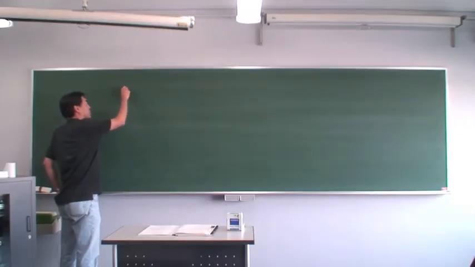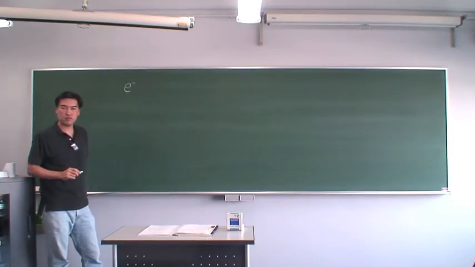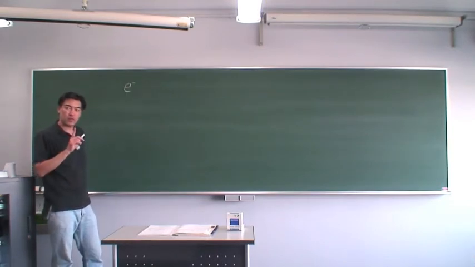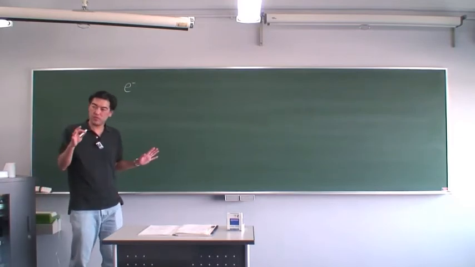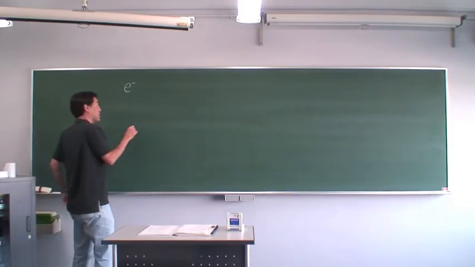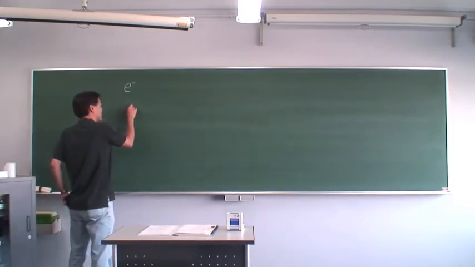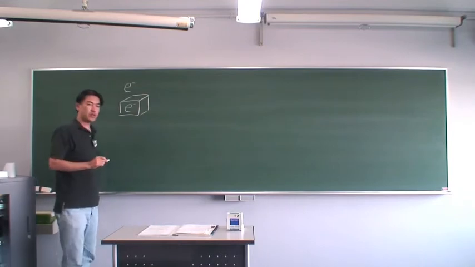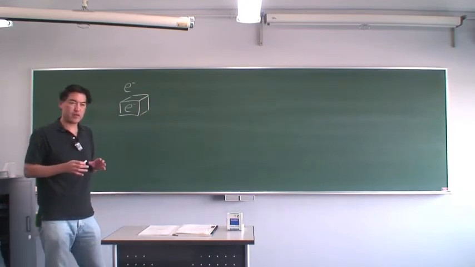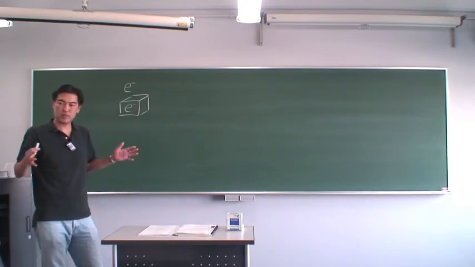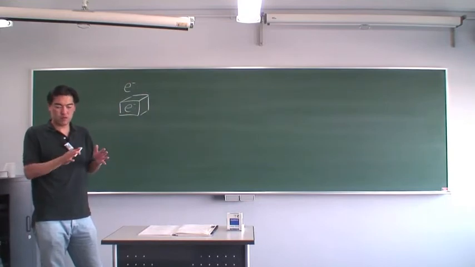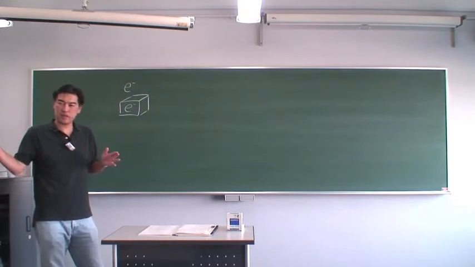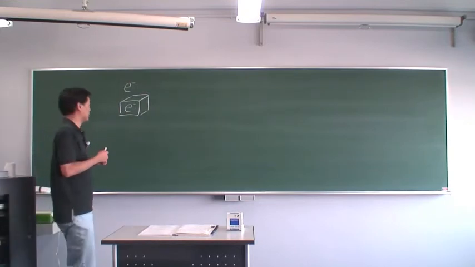From now on, we will be talking about electrons. First, in free space, meaning in vacuum. And then we will put an electron in a box, so an electron in a confined area. There is a boundary through which the electron cannot go out.